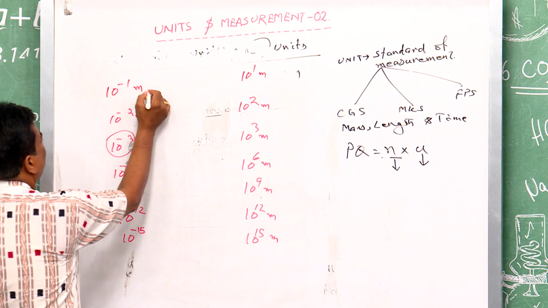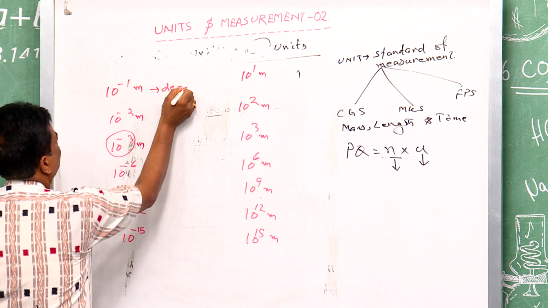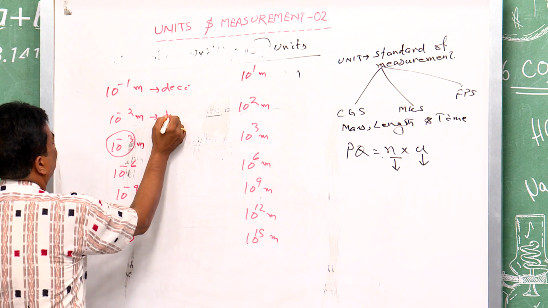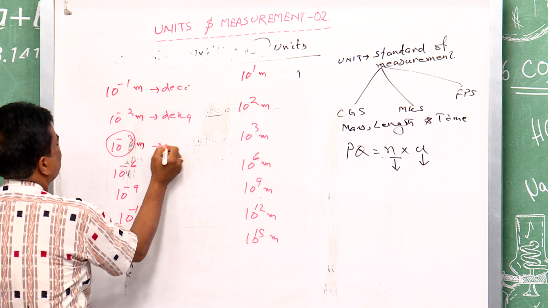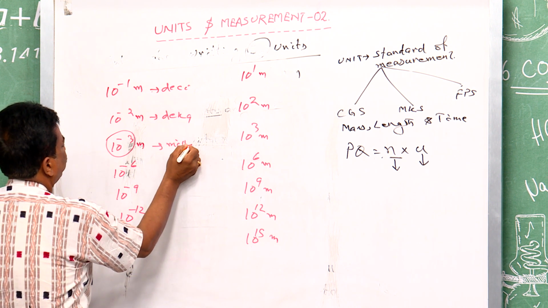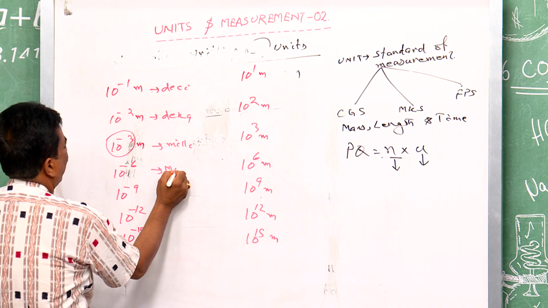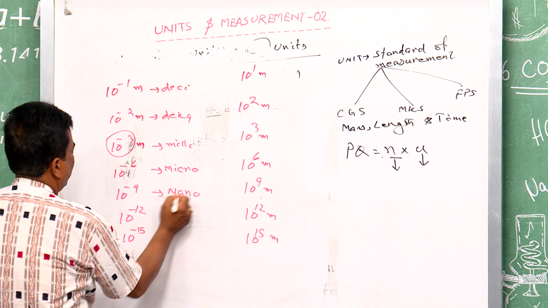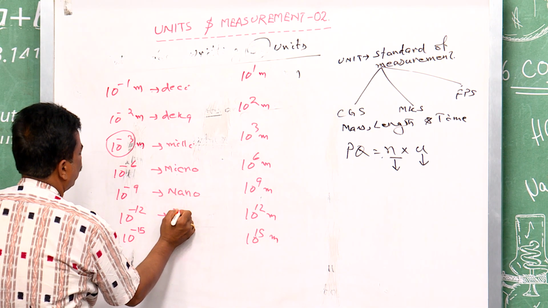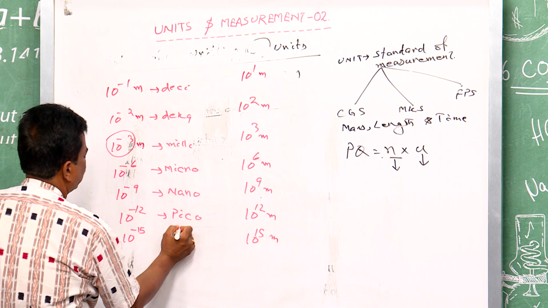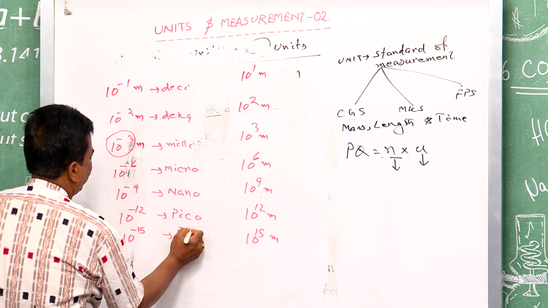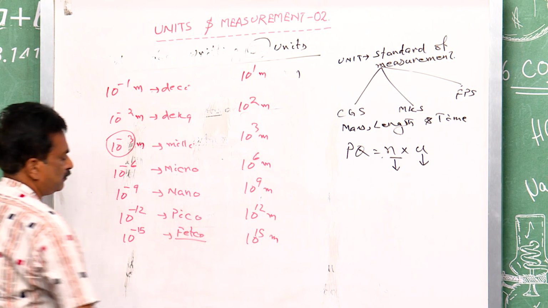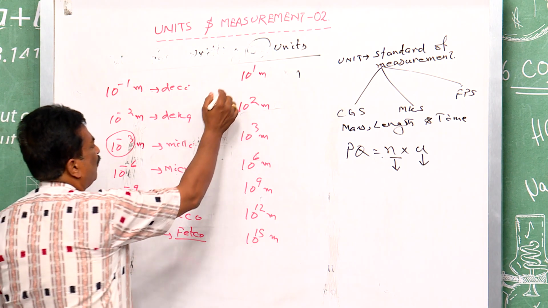So 10 to the power of minus 1 is the deci, this is the deca, this is the milli, this is the micro, this is the nano, this is the pico, and this is the femto.